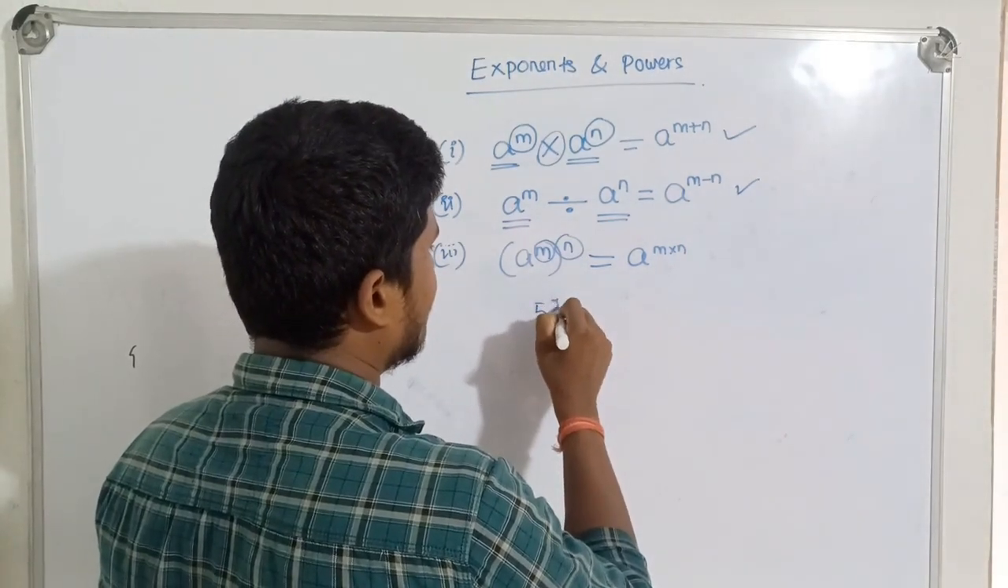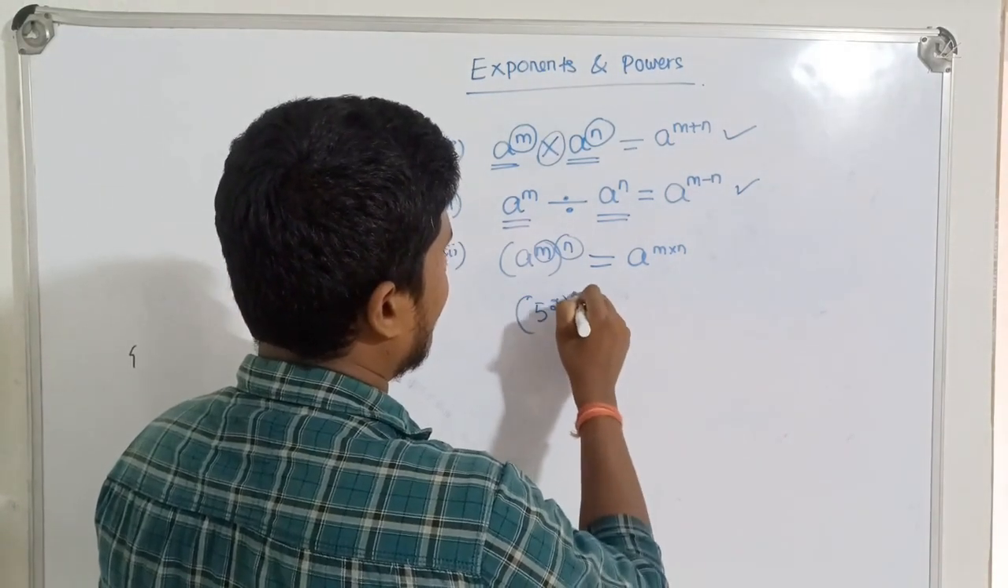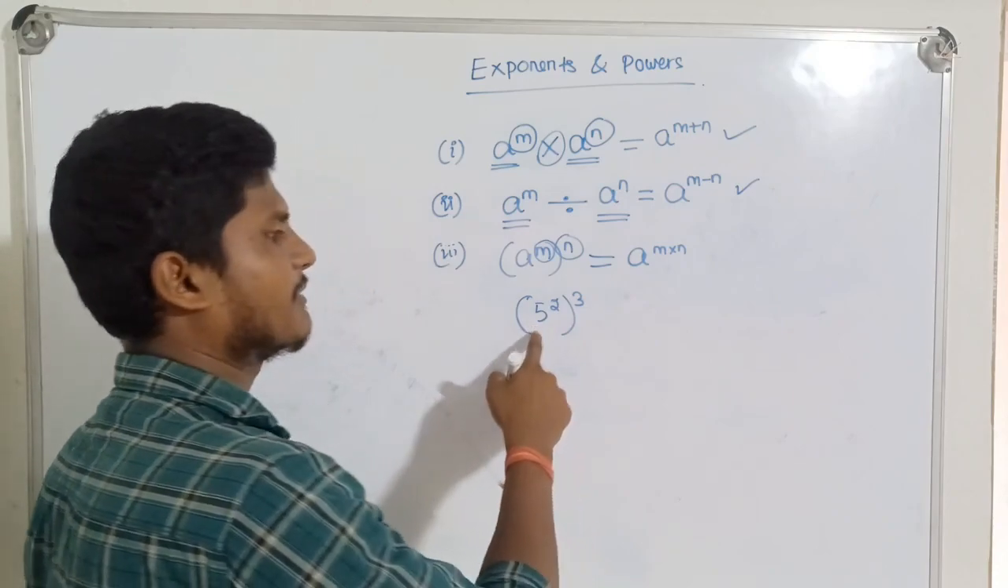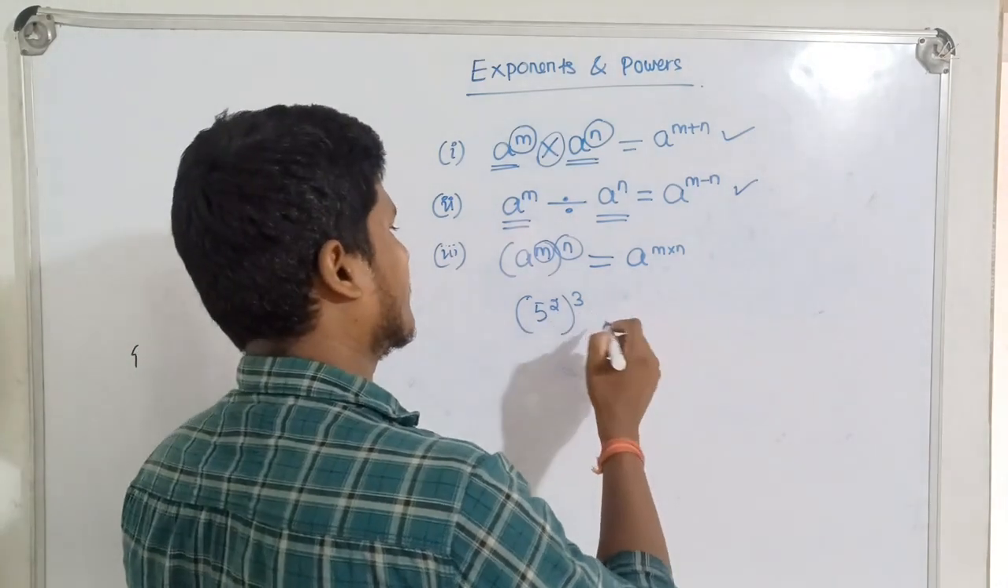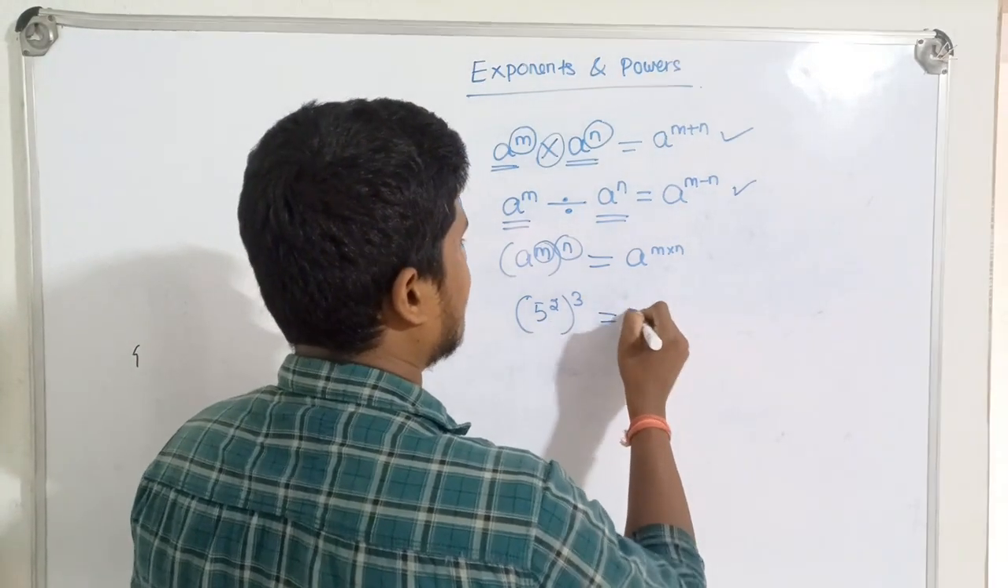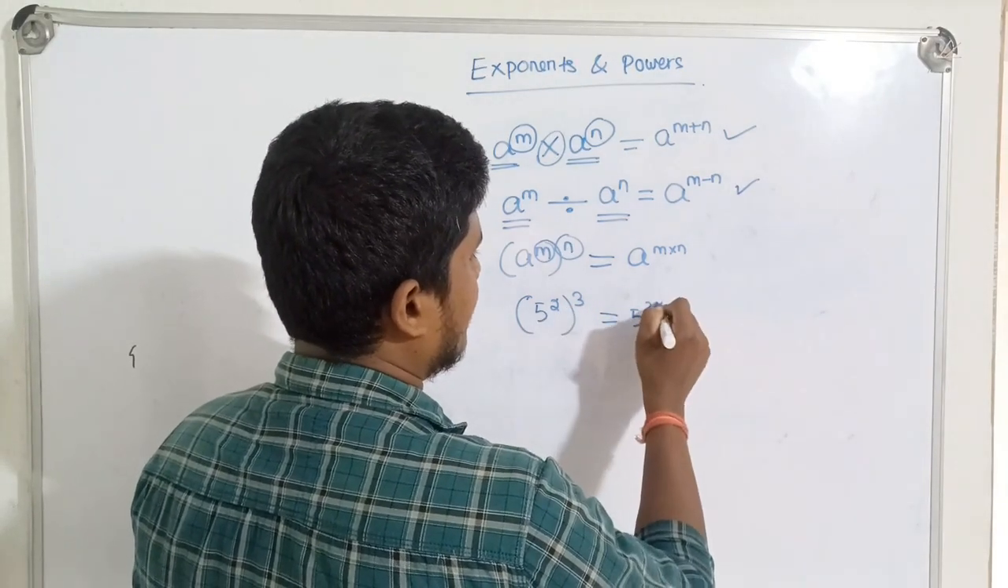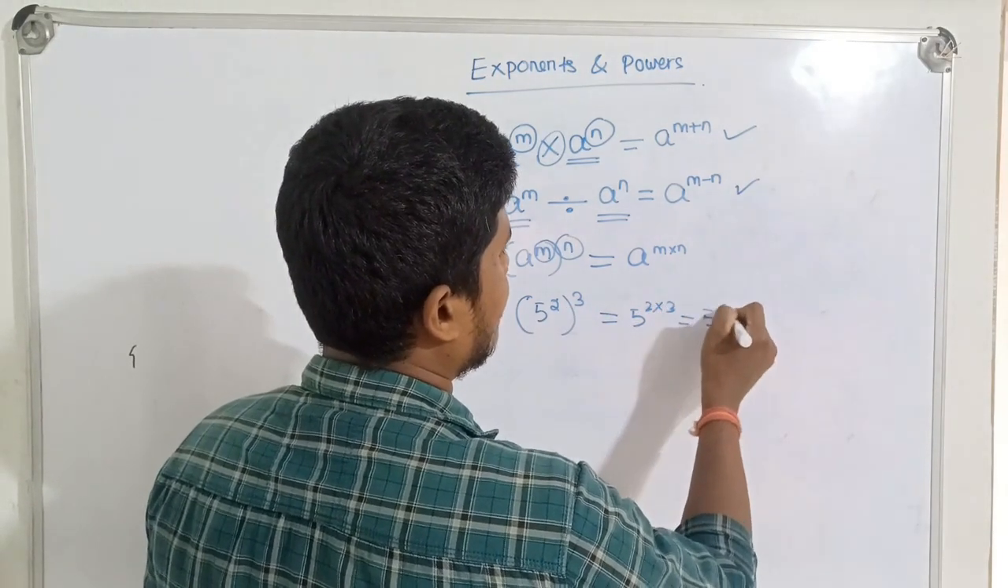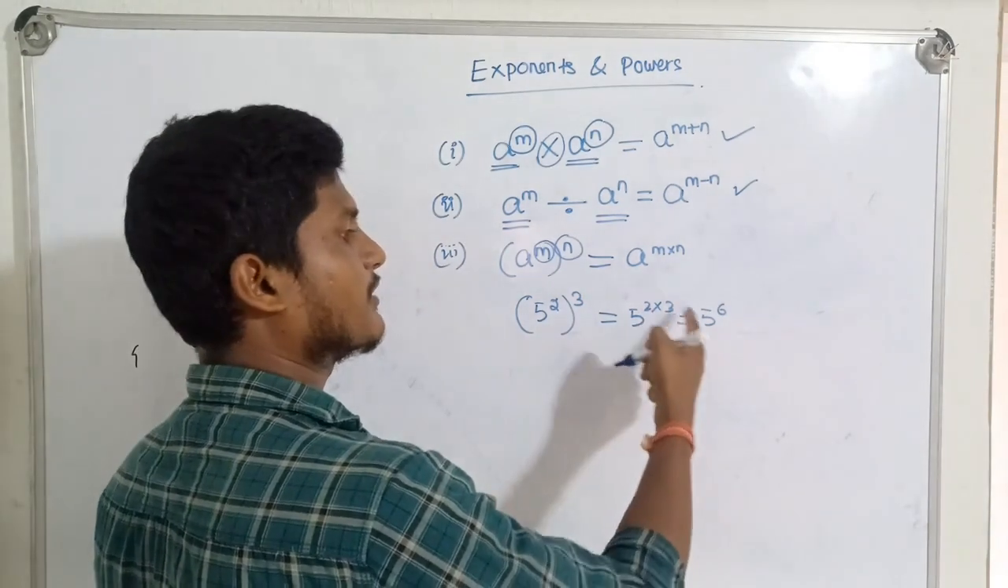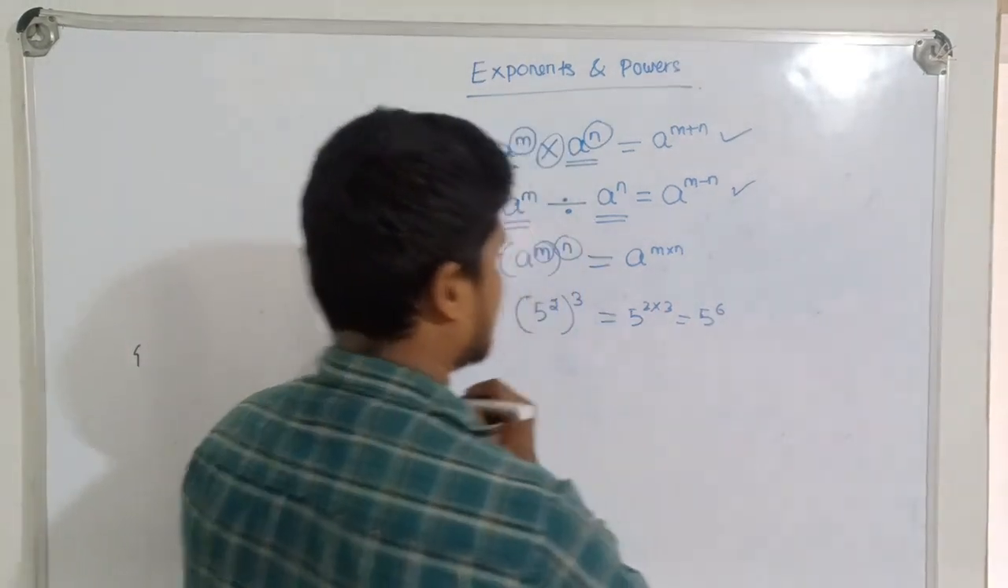So I write down 5 to the power 3, and here 5 to the power 2 in the bracket, also 5 and 3. So just multiply these two, 2 multiplied with 3. So 5 to the power 6.